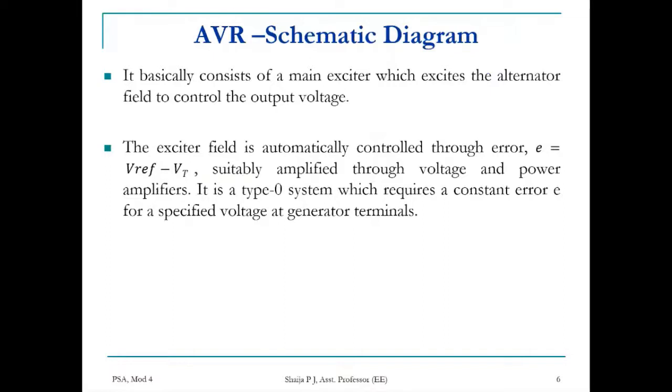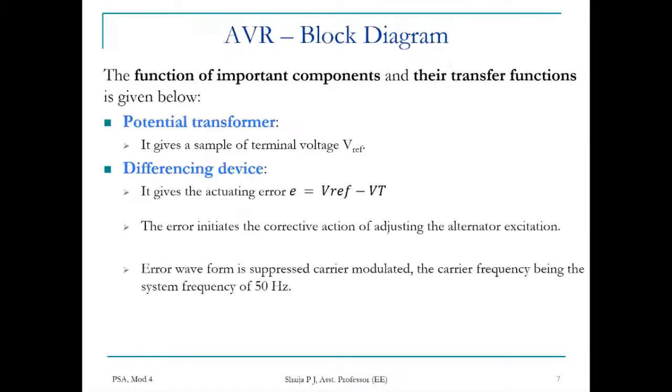So basically it consists of a main exciter which excites the alternator field to control the output voltage. The exciter field is automatically controlled through the error E, which is equal to V reference minus VT, which is suitably amplified through the voltage and power amplifier. And it is a type 0 system which requires a constant error E for a specified voltage at generator terminals. We'll see the major elements or major components and the transfer functions of the block diagram.